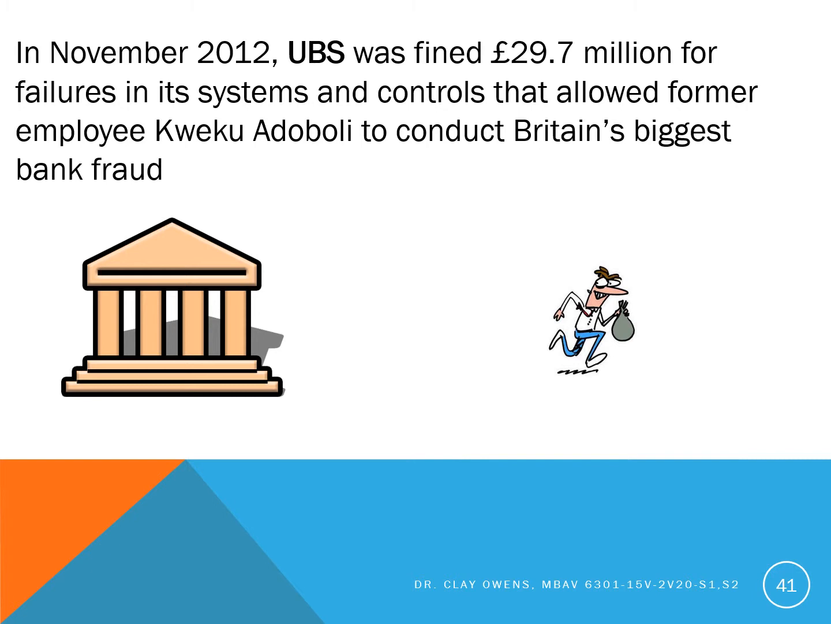UBS Bank was fined because the systems it had in place did not stop someone from defrauding the bank. They should have had policies in place, like two people having to sign for money or something like that, that would help keep things from happening.